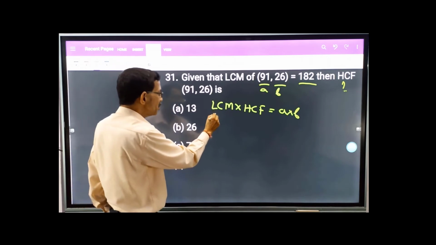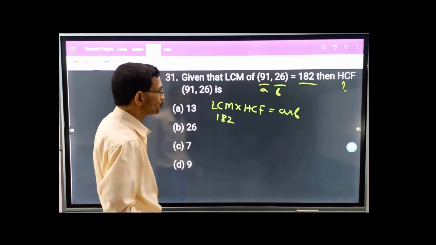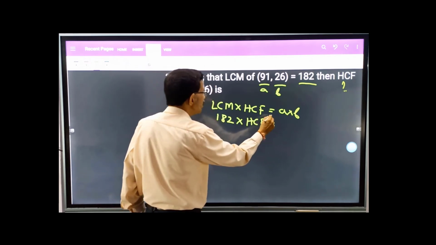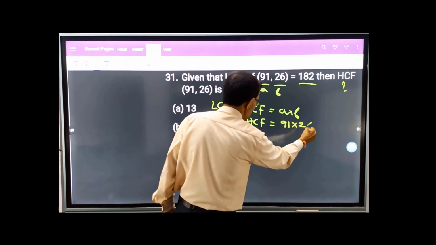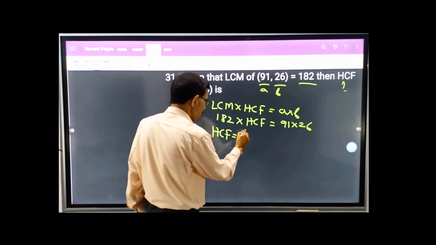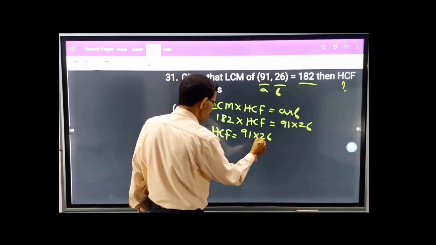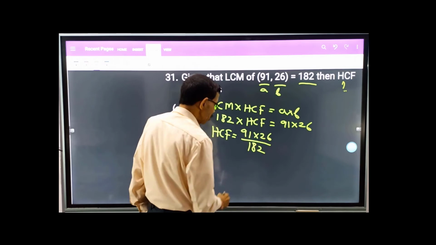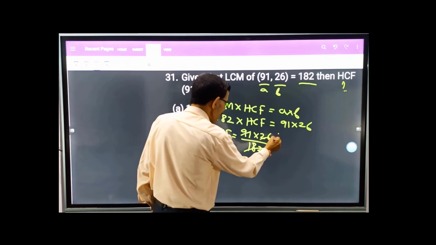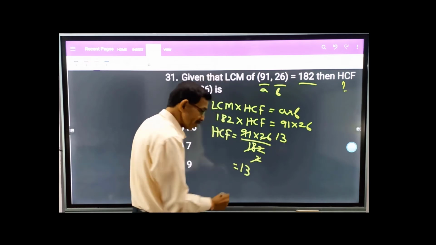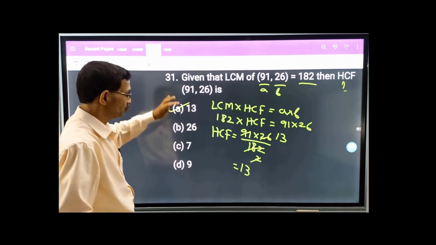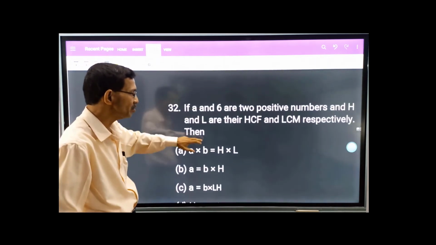Now here LCM is given as 182, and HCF you have to find out. This will be equal to 91 multiplied by 26. So HCF can be calculated as 91 into 26 divided by 182. This gets cut by 2 and this gets cut by 13. So HCF is equal to 13 and A is the correct option. Let us go to the next question.